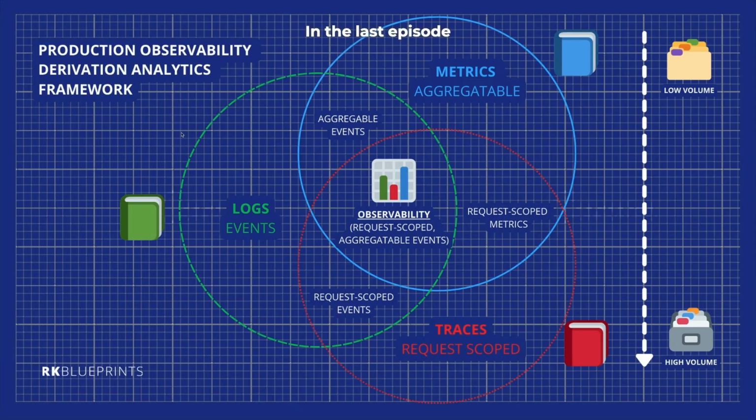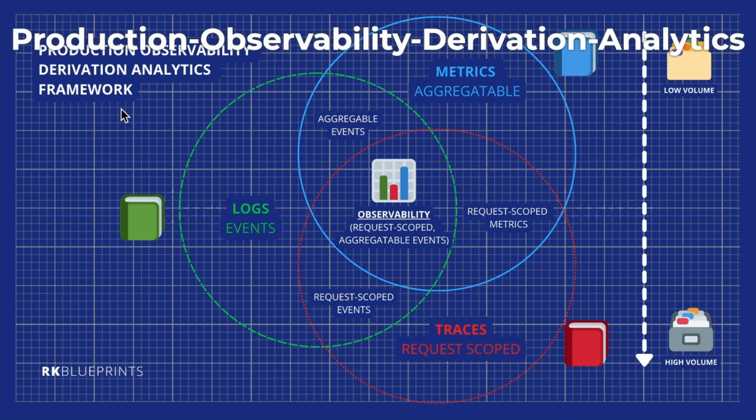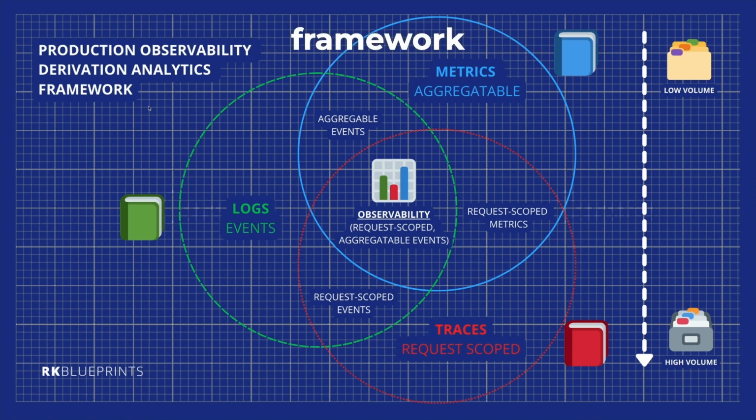In the last episode, we stepped into the browser, where deployed code meets reality. Now, in episode 8, we zoom out even further into production itself, where systems tell us what they're actually doing. This blueprint is called the Production Observability Derivation Analytics Framework, and it explains where observability really comes from. Observability isn't magic, it's derived, and it's derived from three foundational data sources: logs, metrics, and traces.